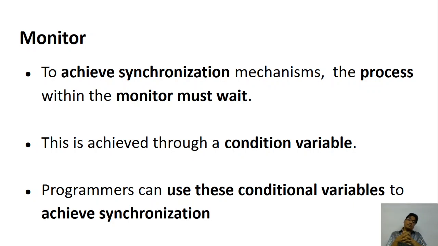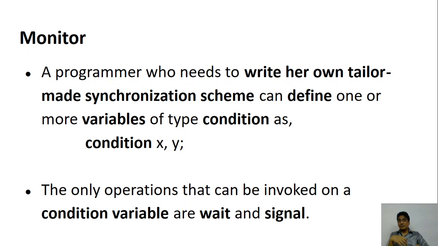To achieve this, we have something called conditional variables. These conditional variables will be used for achieving synchronization. Suppose you want to write your own code to achieve the synchronization, then what you need to do is declare a variable of type condition. Condition is only the word that is given. Different programming languages may have different keywords for that, but just to give you an idea, I declare a variable of type condition.